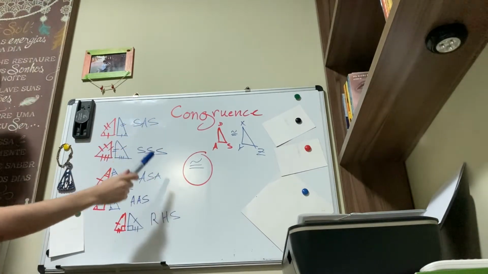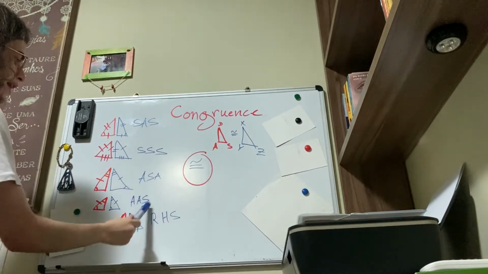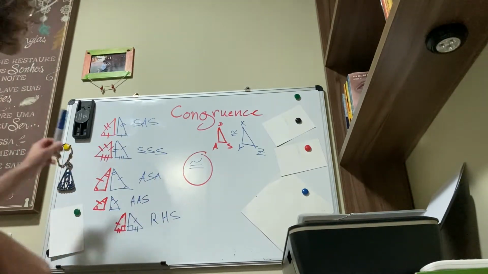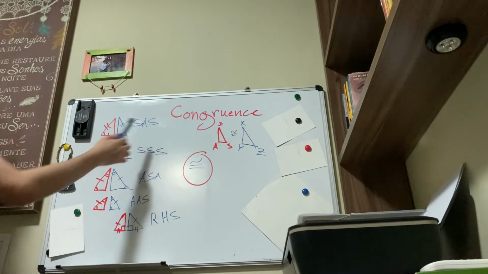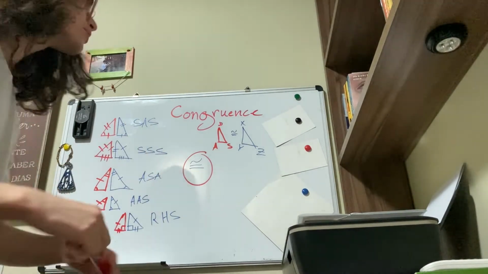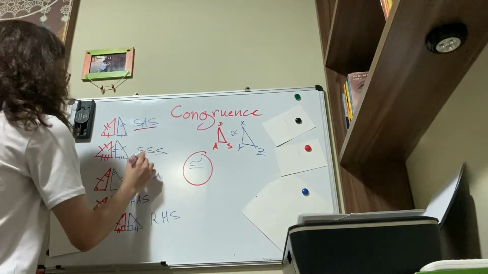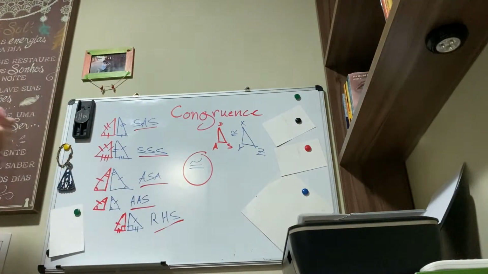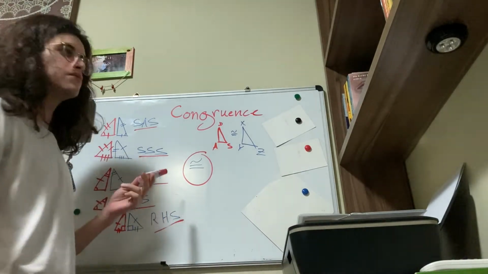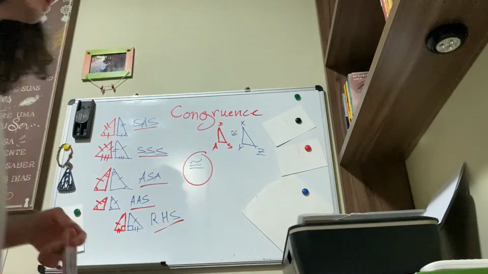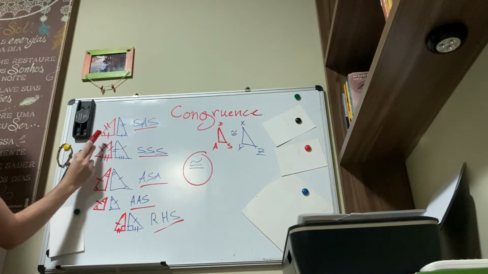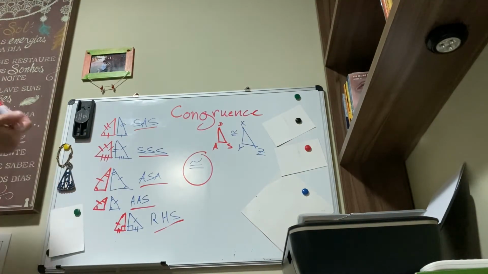SAS, SSS, ASA, AAS, RHS. Now the thing with these is they are all ways of showing congruence. So SAS is a way, SSS is a way, ASA is a way, AAS is a way, and RHS is a way. And at the end, you need to show which one you're using, and you need to show how it works in your proof. So for instance, if I wanted to prove that this blue triangle is equal to this red triangle here, what would I do?